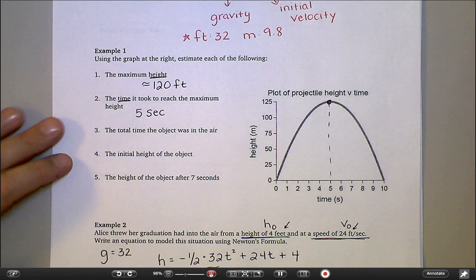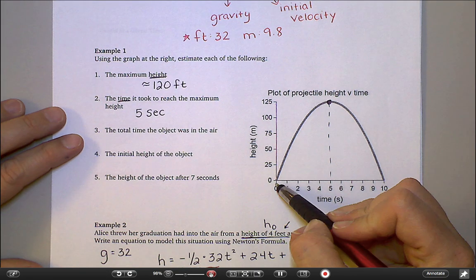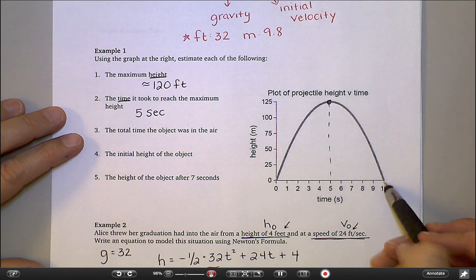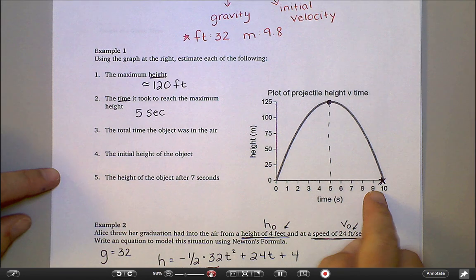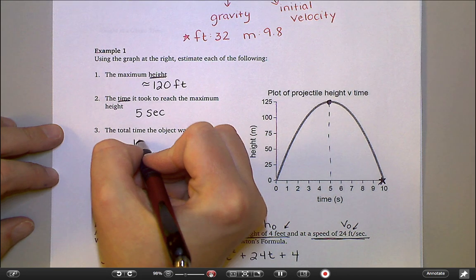Okay? Total time the object was in the air. So it starts at 0, it goes up, it comes back down. At 10 seconds, that's when it's back on the ground again. So I would say it was in the air for about 10 seconds.